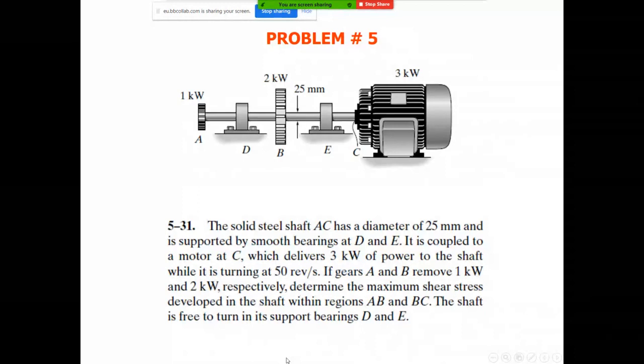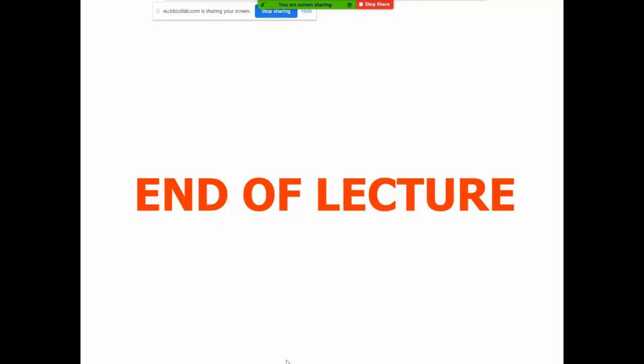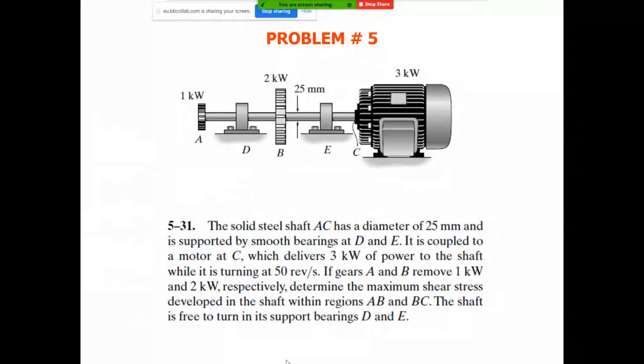I think this is the last problem, if I am right. I don't know if this is the last problem. Yes, this is the last problem. What I need from you here, ya shabab, is this: he gives you a solid steel shaft, from E to C, the same shaft, but it is subjected to different power through a gear. For example, a power here is equal to 1 kilowatt, and a power here is equal to 2 kilowatt, and here by this motor it is just 3 kilowatt. The shaft turns at 50 revolutions per second. He gives you here the frequency.